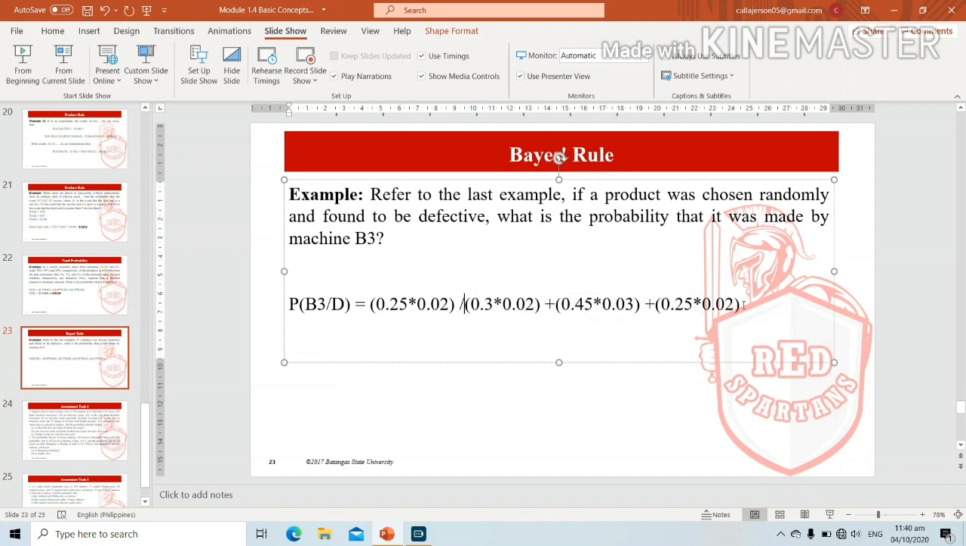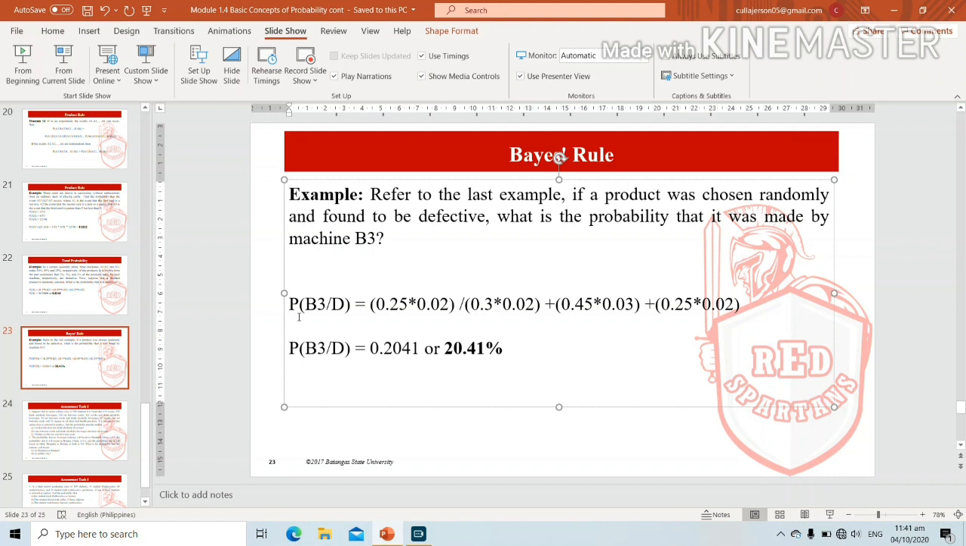So, yan yung ating solution. Ibig sabihin yung probability na yung defective ay galing kay B sub 3 is 0.25 times 0.02 divided by 0.0245, equal to 0.2041 or 20.41%. So, yan yung ating answer.